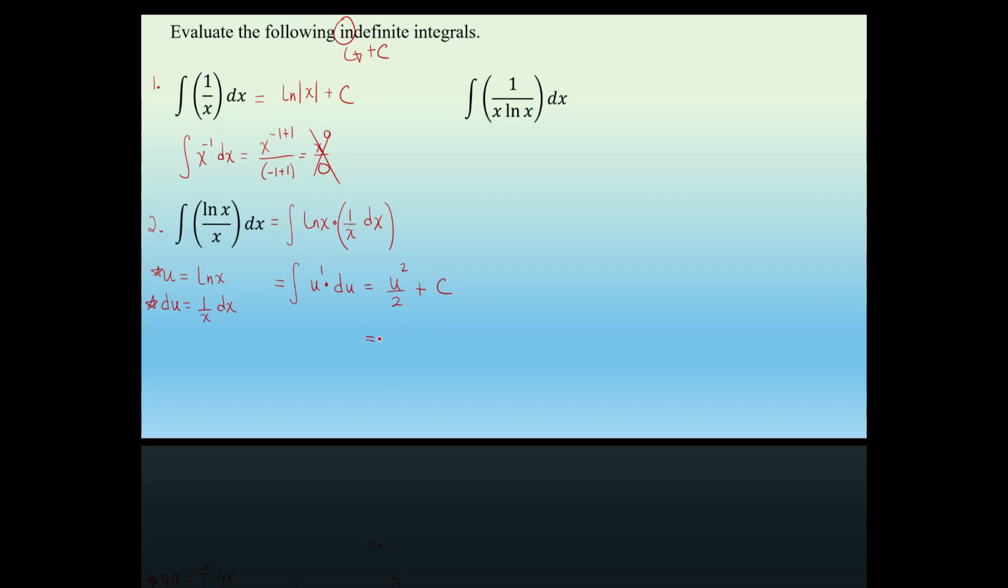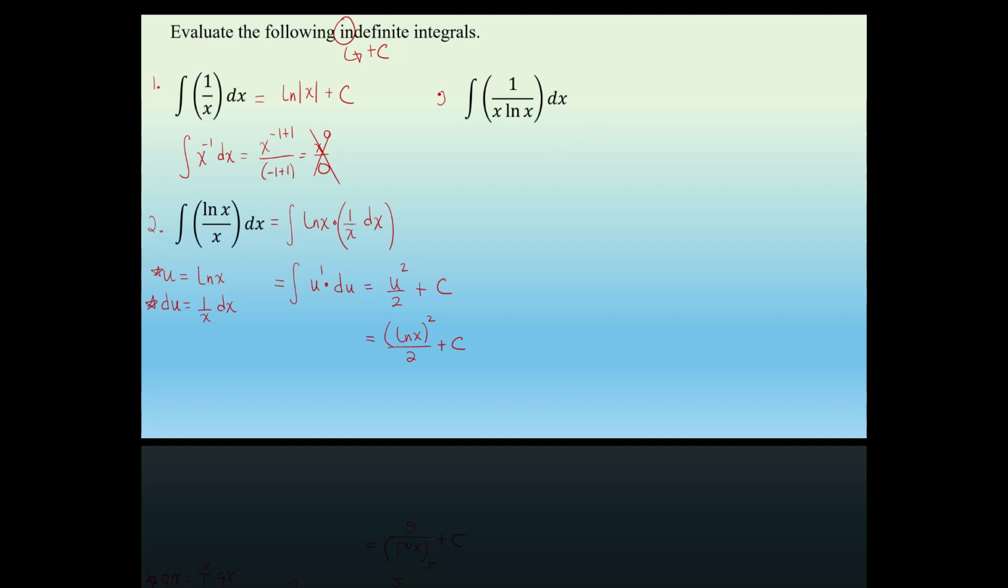Then the last thing I need to do is replace the u. So instead of a u, it should be ln of x. So this becomes ln of x, whole thing squared, divide by 2, plus c. And again, we can check our answer by just taking the derivative, and we should get this expression back. All right, let's try the third one.